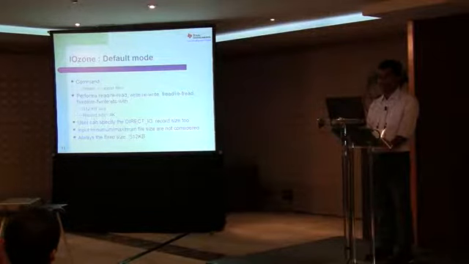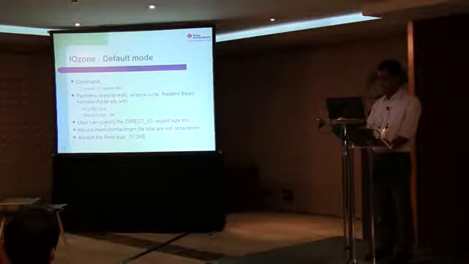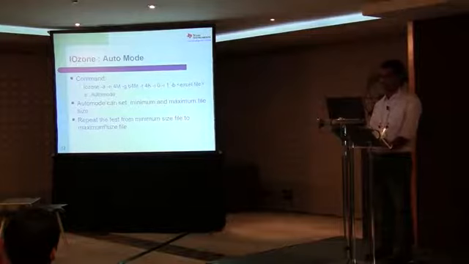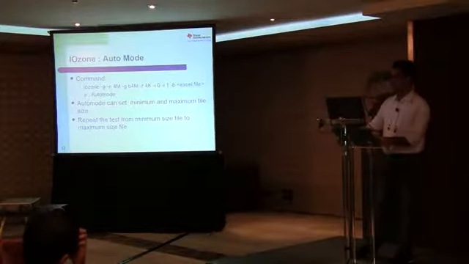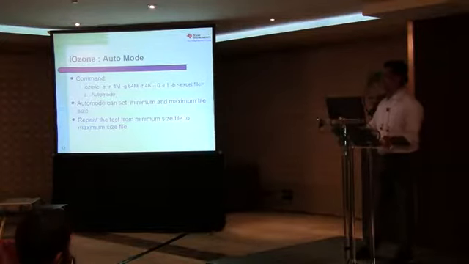With IOzone default mode, you can specify whether you want to do direct IO or buffered IO. And there are no maximum and minimum file sizes that you can specify here. It's always the fixed size. Auto mode, you can specify with -A. With this, you can specify the minimum and maximum file sizes.